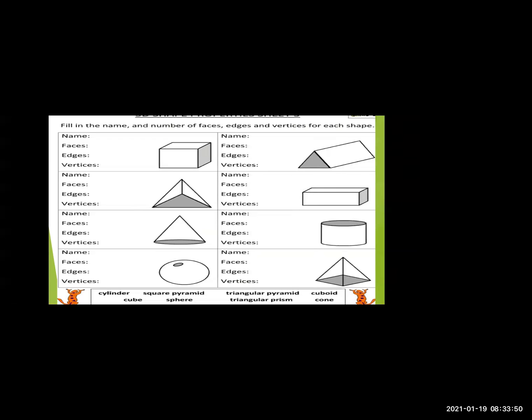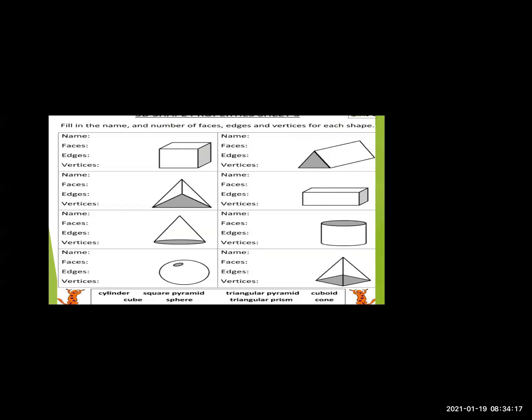Okay, can anyone tell me what is the name of the next shape? Cone. Very good, fantastic. The name of this figure is cone and it has two faces, one curved face and one flat face. Very good. So, it has two faces, one edge and zero vertices.